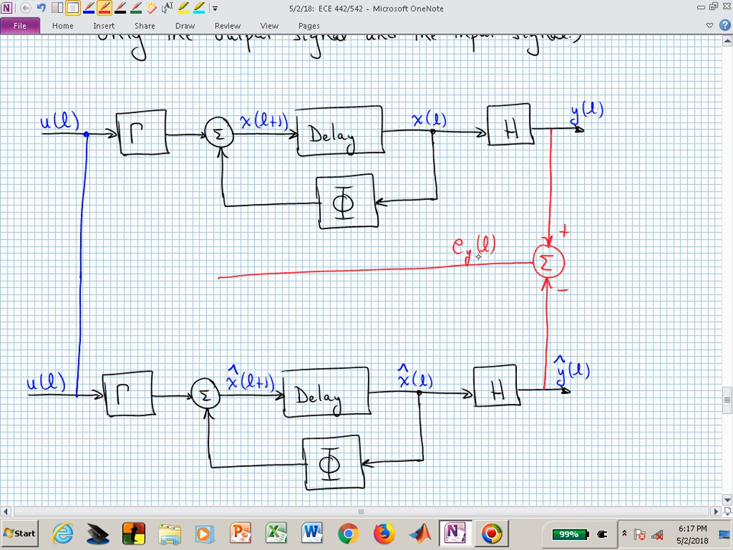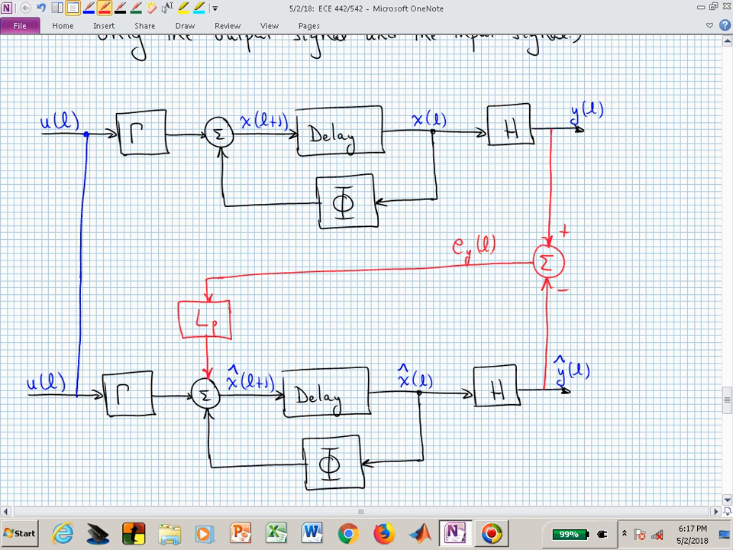I'll say there's E sub Y of L. Y is K dimensional, and X hat is N dimensional. So I can't just feed that error directly into that summing junction. I have to make it compatible with X hat. So I need to scale that with a matrix. I'll just say L sub P. And there is now my estimator.